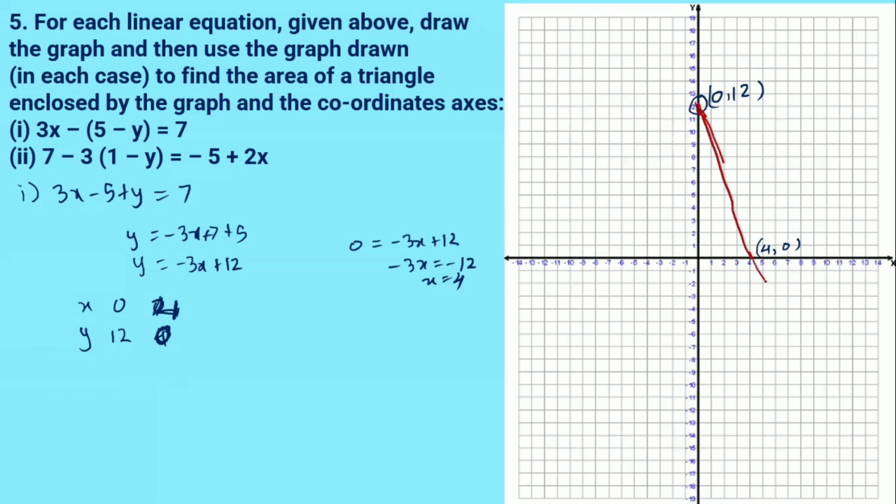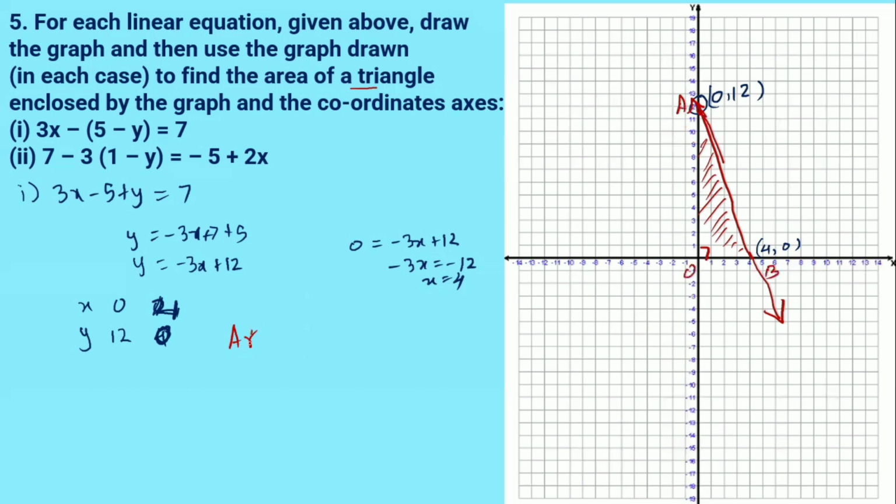And then we are asked to find the area of this triangle. We have to find the area of the triangle enclosed by the graph and the coordinate axes. So this is the triangle which is being formed. It is a right triangle. Let us name it AOB.